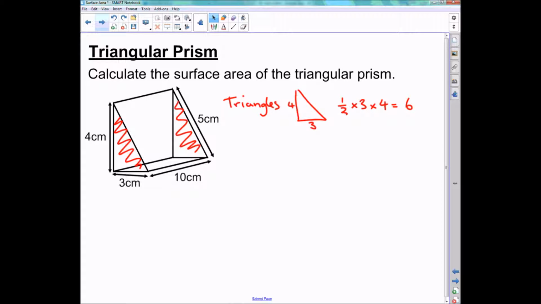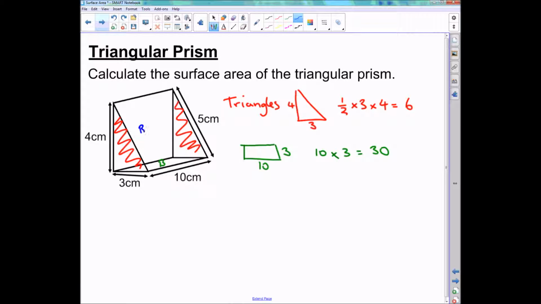Now, each rectangle is going to be a little bit different, so I'm going to start off with this bottom rectangle down the bottom here. I'm going to do a little sketch of this one, and I've got a base of 10, and I've got a height of 3. So I need to do 10 times 3, which is 30, and that gives me my base rectangle.